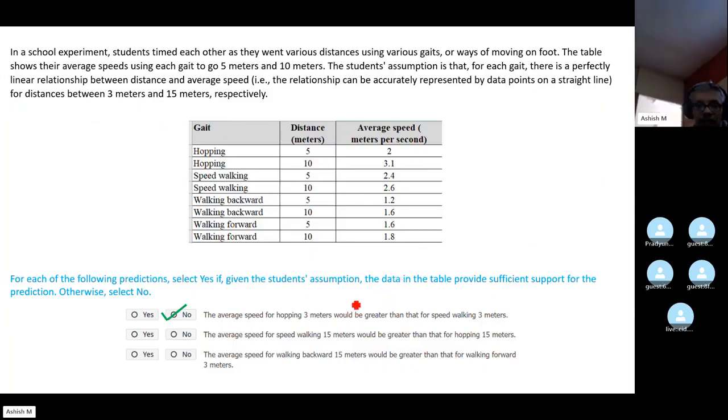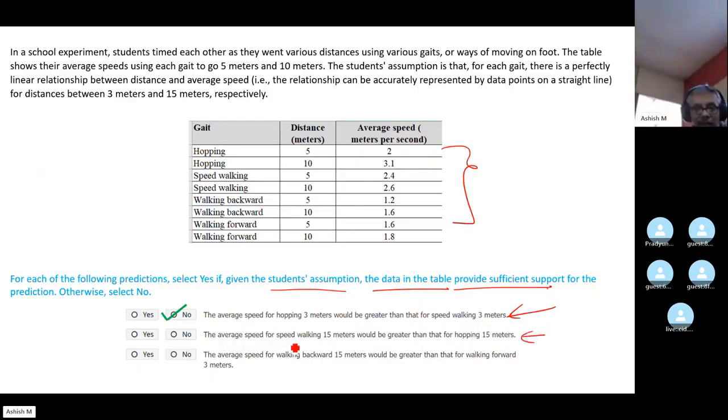All right, let's read this. If given the student's assumption, and these are the assumptions, the data in the table provides sufficient support. Does this data support this prediction? No, it does not support this prediction. This prediction is wrong. Clear, Sanjeev? All right. Okay, now come to this.